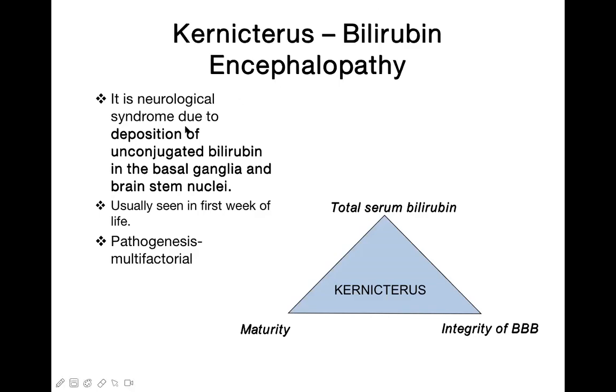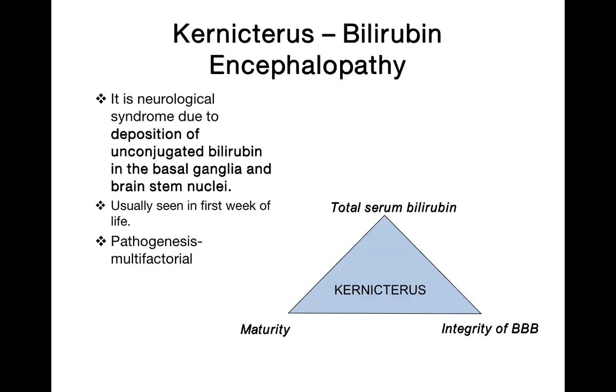It is a neurological syndrome due to deposition of unconjugated bilirubin in the basal ganglia and brainstem nuclei. Especially the basal nuclei or basal ganglia region is affected. They will get stained or damaged by bilirubin. Now this usually occurs in the first week of life, and it really depends how high the serum bilirubin is. I already told you, in a relatively normal baby, the serum bilirubin level should be very high to have kernicterus, but if they are relatively sick or ill, then even at a relatively lower level of bilirubin, kernicterus can happen.